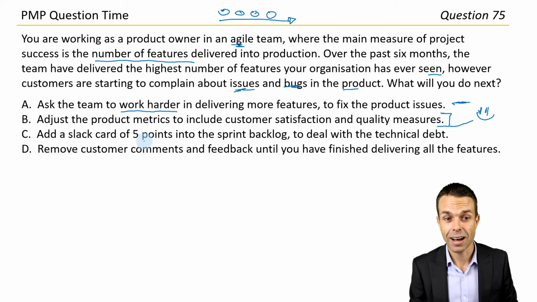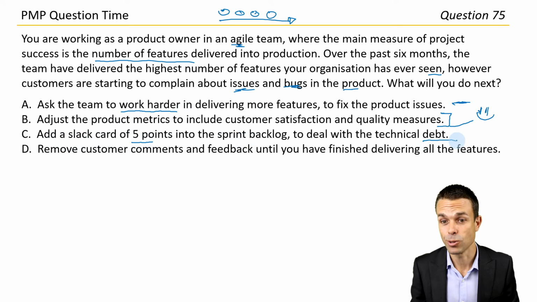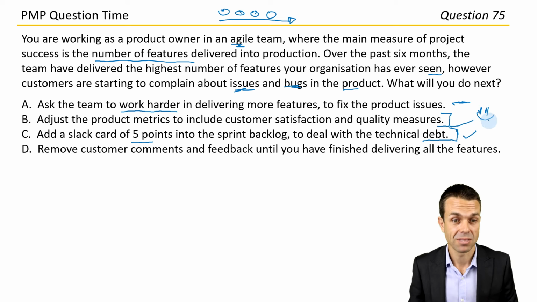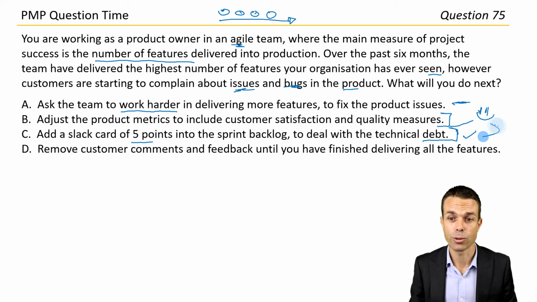Add a Slack card of 5 points in the sprint backlog to deal with the technical debt. It may not just be technical debt, although yes, I mean, that's actually pretty good. That's a pretty good answer, actually. So yes, we definitely want to be doing that, reducing the technical debt, reducing the defects and issues, definitely. But how do we actually deal with the root cause of the issue? So these are both good, but I think we'll still go with answer B.